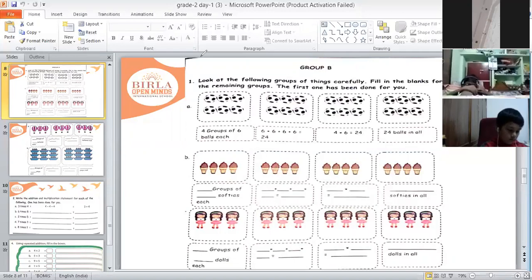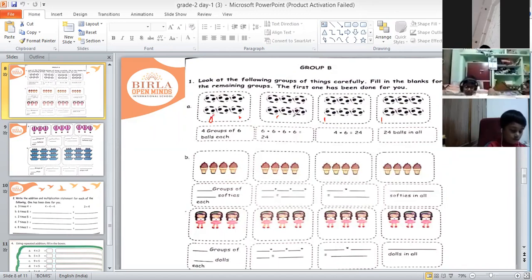So we were doing this first bit, which is already done in your book, but still I'll explain it once again. So there are how many groups and how many balls. If you look at the picture carefully, there are 4 groups: 1, 2, 3 and 4. And in each group, how many balls are there? There are 1, 2, 3, 4, 5, 6. In each group, there are 6 balls.